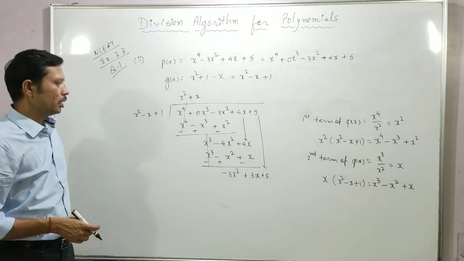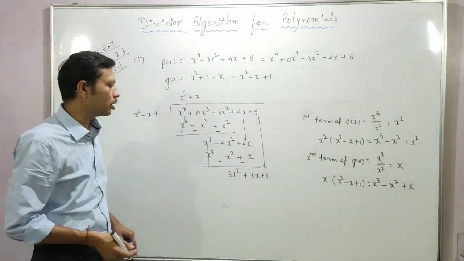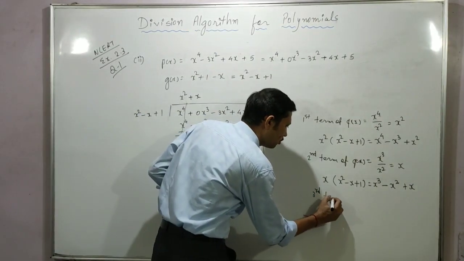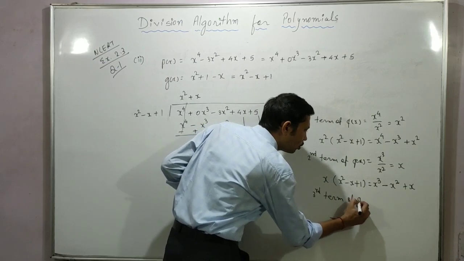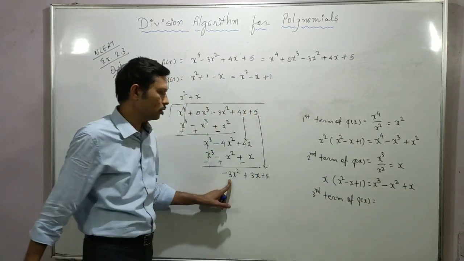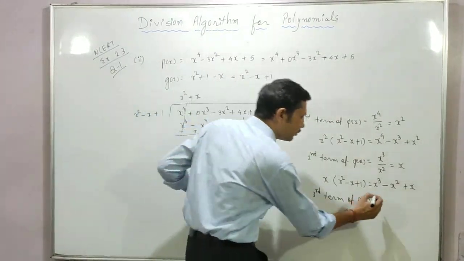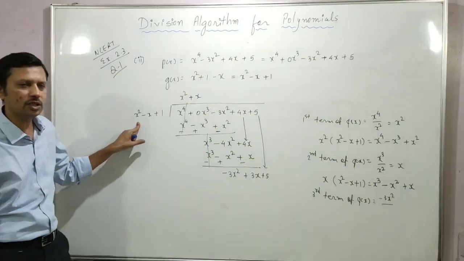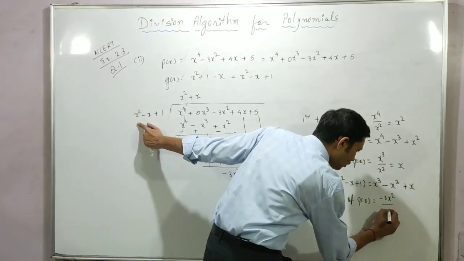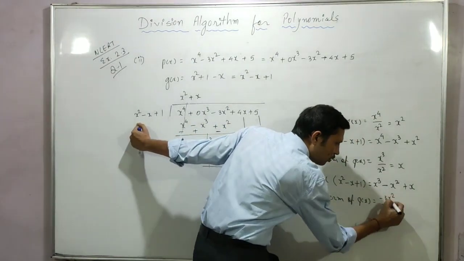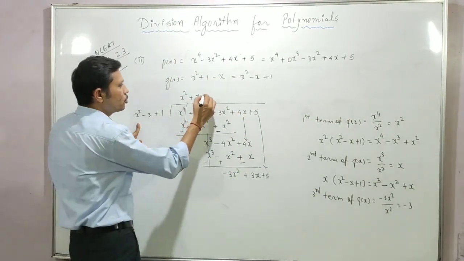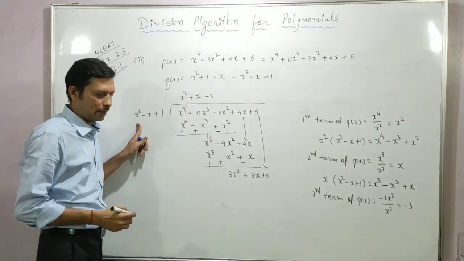Okay. Now again we need the third term of the quotient. So the third term of the quotient, how can we get it? The first term of the dividend should be divided by the first term of the divisor. Now we can see here x square will be cancelled out. So how much is left? Minus 3. So my quotient term is minus 3.